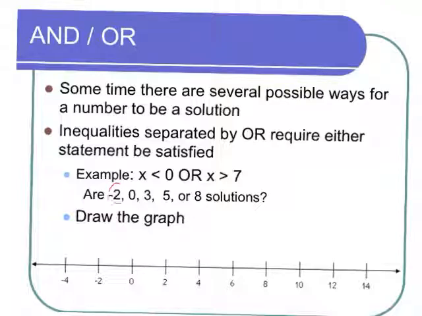What about 0? Is 0 less than 0? No. But there's a second chance. Maybe 0 is greater than 7. Is 0 greater than 7? No. Oh, sorry, 0. I gave you 2 chances. You didn't work, so you're not a solution. Try 3. Is 3 less than 0? No. Well, try is 3 greater than 7? No. All right. Sorry, didn't work.